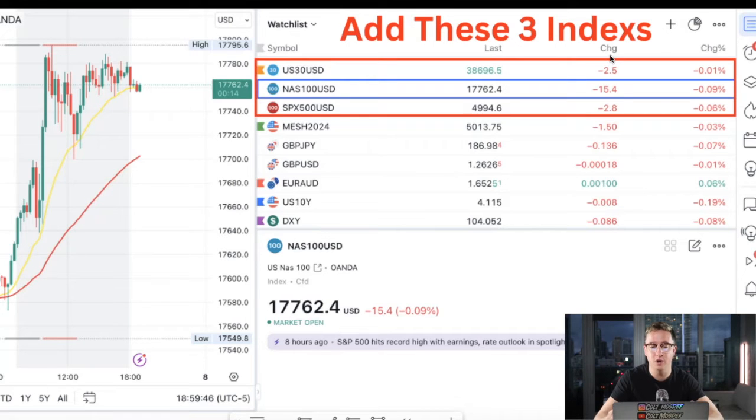So what you want to do is you want to add those to your watch list, and you can put a little dash next to it to kind of identify which one is which.